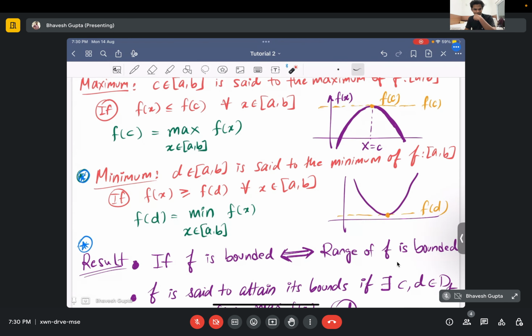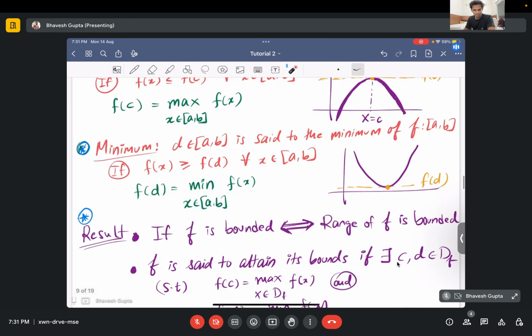Okay, and this definition basically tells you that you just calculate the value of the function from a to b. So whatever value is minimum, just paste it over here. That's it. That's the definition of maximum and minimum.